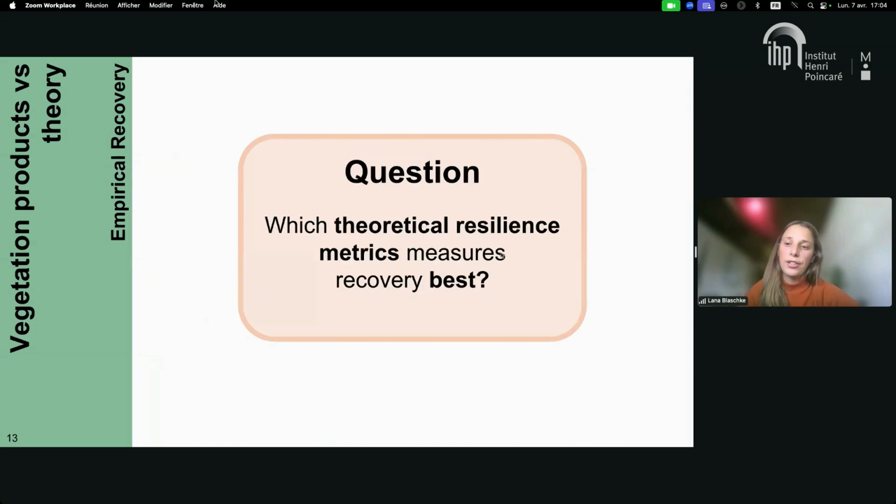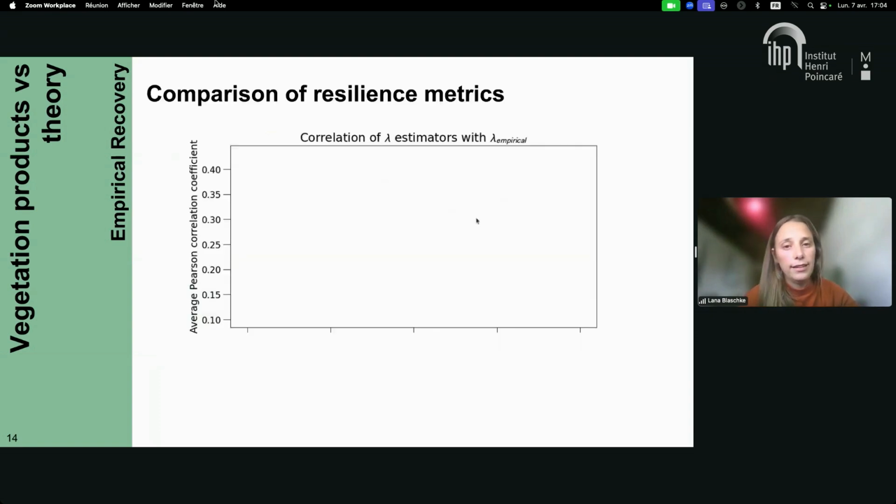The first question that we will try to answer with this is: which theoretical resilience metrics measure recovery best? To do so, we will take averages across all the vegetation products that we use. What you will see in this plot is, on the y-axis, the average Pearson correlation, averaged across all vegetation products, as I said. And on the x-axis, we have the goodness of fit of the actual empirical recovery rate. So the higher, the better the pink line fitted the other one. And the colors are the different resilience metrics that we are using.